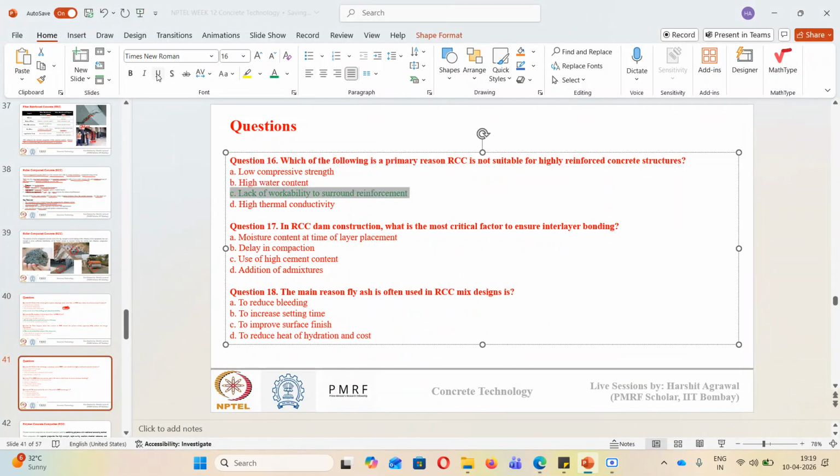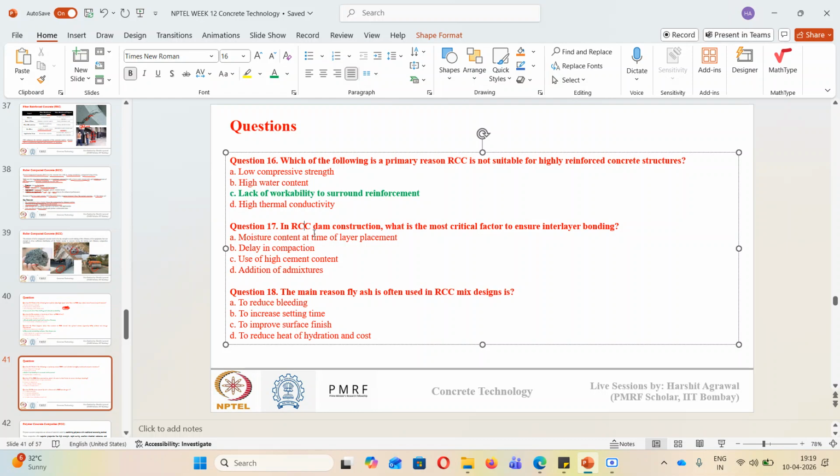Because we know roller compacted concrete has zero slump, zero workability. Okay, it is very stiff. Now, when we talk about reinforced concrete which has dense reinforcement caging, if the concrete is very stiff, it won't be able to flow through the spaces between the reinforcement. Okay, so that's why roller compacted concrete is not ideal for a reinforced concrete structure.